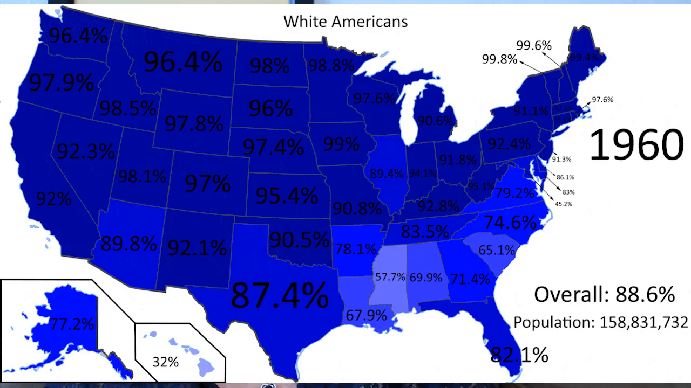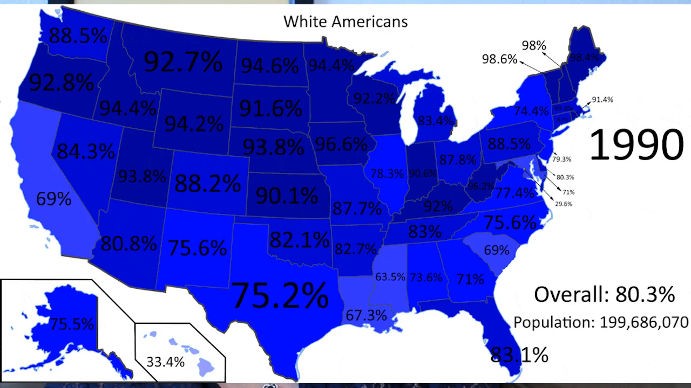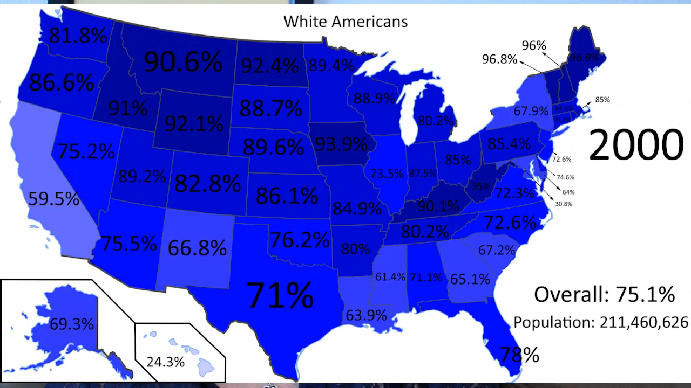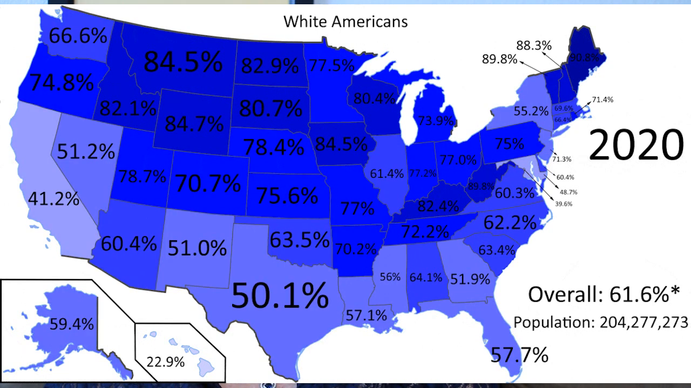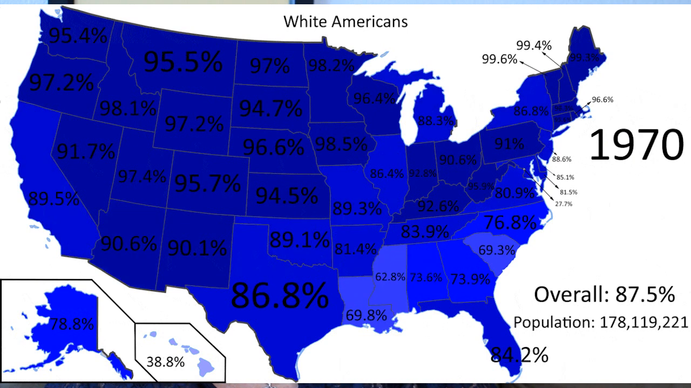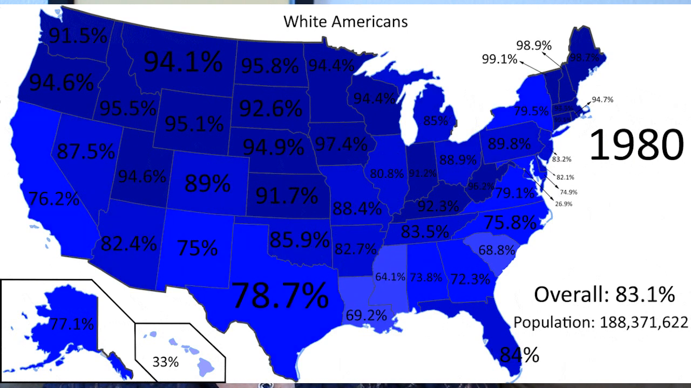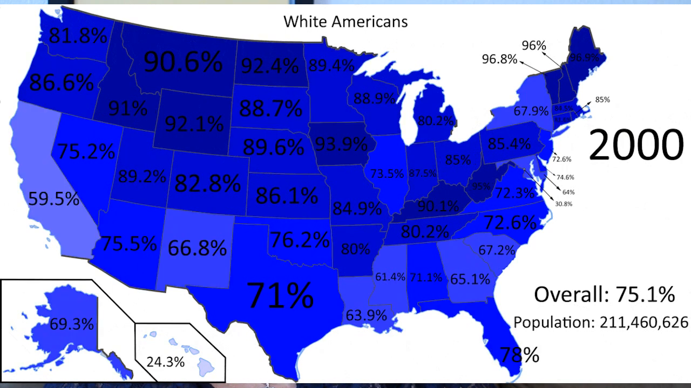But what can we actually extract from this information? Looking at this graphic, what do we actually know? We know some dates and time. We know it's about white Americans because that's what the title at the top says. We know different percentages in different states at different times in history. We know an overall percentage of white for that year and an actual population number.